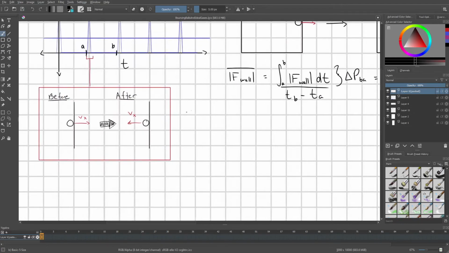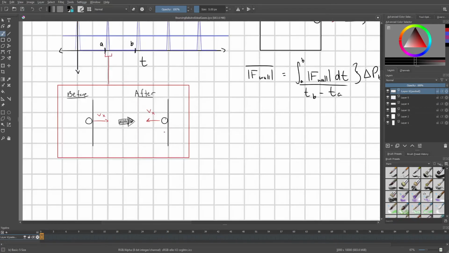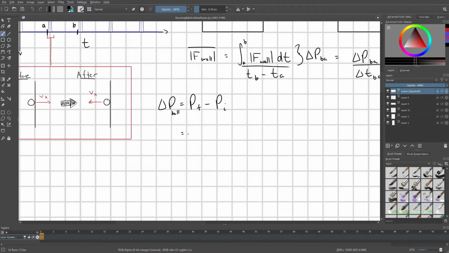And so as we can see from the picture over here again, let's go ahead and note that our change in momentum, we can write this as P final minus P initial. Oh, and let's go ahead and indicate that this is for the ball first. And so our final momentum for the ball would be negative mvx. Negative because the ball is moving to the left, and we would subtract a positive mvx because the ball is moving to the right initially. And so we would get a negative 2mvx for our change of momentum of the ball.